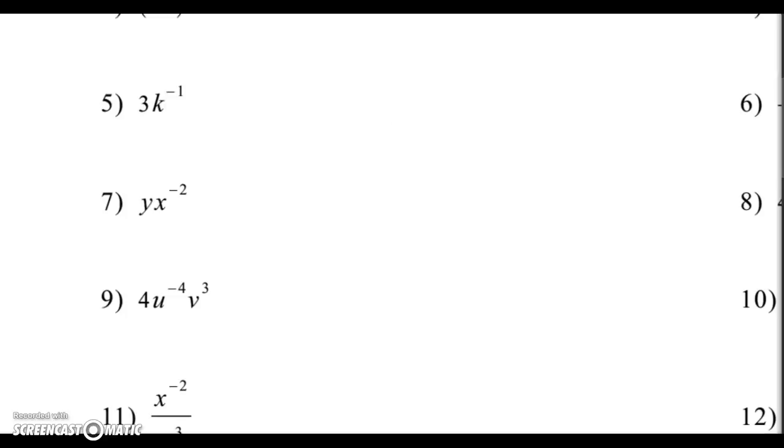Moving on, number 7, actually very similar to number 5. Y is to the 1st power, x is to the negative 2nd power. So this is the only thing that's unhappy and it wants to move. So y over x to the 2nd. Once it moves, remember, then it turns positive. Alright, moving on to number 9.